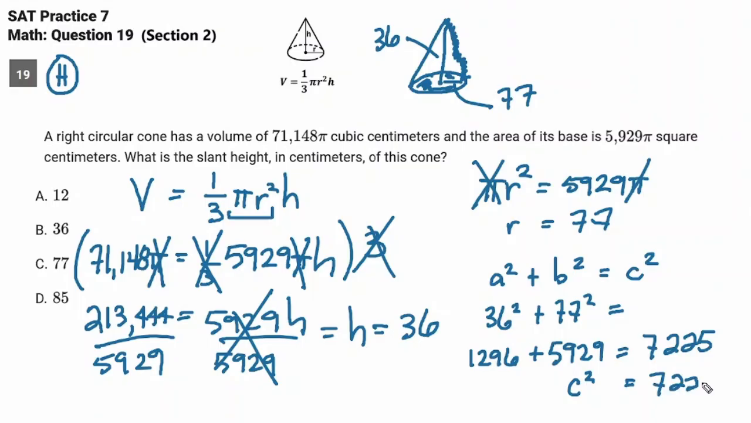You're going to unsquare, or take the square root of both sides. And after all that work, you're finally going to get 85. That's the answer. It's D. So you pick it and you move on.